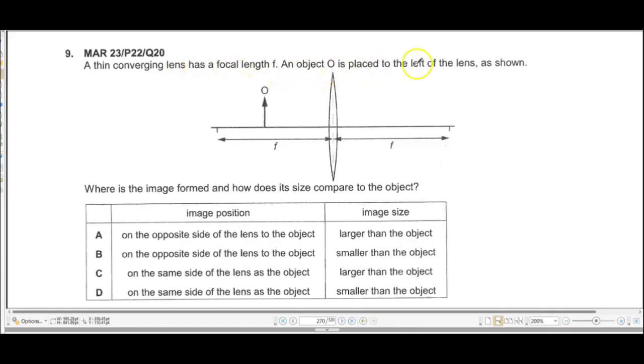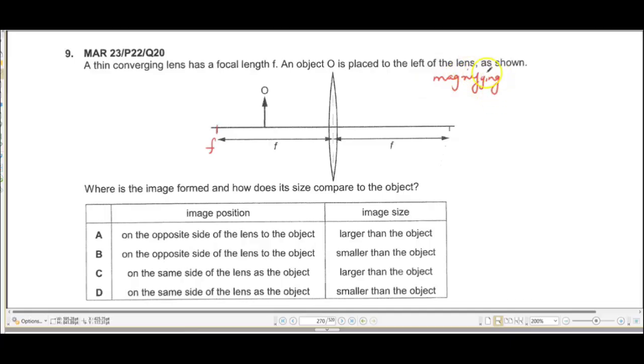An object O is placed to the left of the lens as shown. Where is the image formed and how does its size compare to the object? Now we can see that this is the focal length. So this point is the focal point, F. Okay. So the object basically is placed between the optical center of the lens and the focal point of the lens. This case comes into play with the example of a magnifying glass.